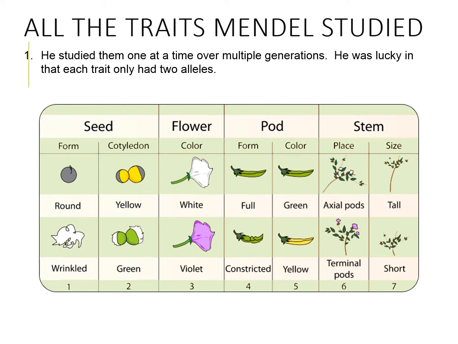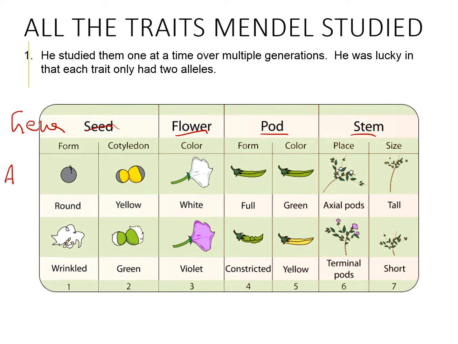Here is a list of all the traits that Mendel studied, and he studied them one at a time over multiple generations, and he was lucky that each trait had only two alleles. So the traits he looked at, or genes he looked at, were something to do with seeds, some stuff to do with flowers, pods, stem, and for each of these genes there were just two alleles.